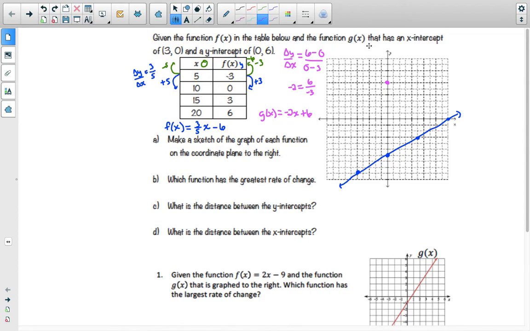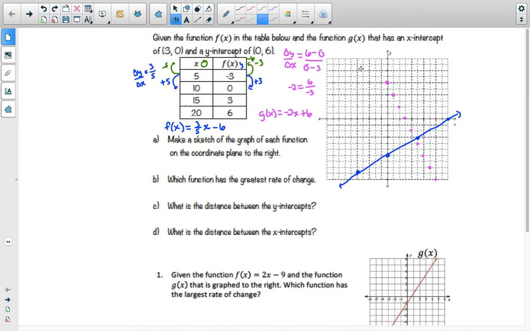So I can see my change in y over change in x. Change in y is -2. My change in x is +1. So I went down 2 and then right 1. Change in y of -2, change in x of +1. I'm going to do as many coordinates as I can to make my line as accurate as I can. Change in y of -2, change in x of +1.